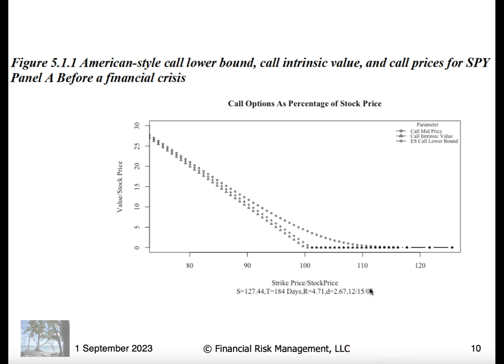Notice that during, quote, normal markets, the interest rate is higher than the dividend yield, and hence the call lower bound is actually higher than the intrinsic value. And we would say that the call lower bound is the binding lower bound.